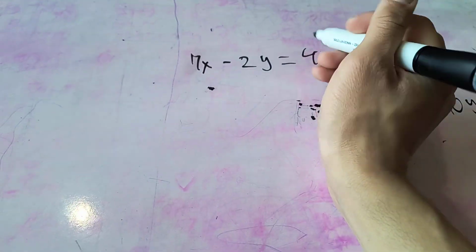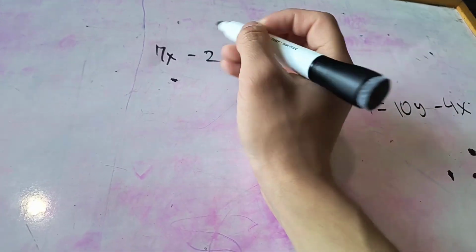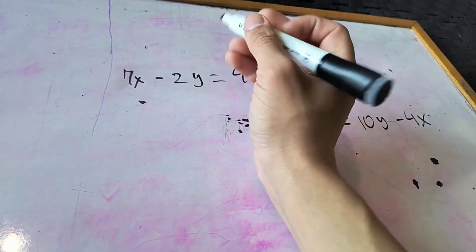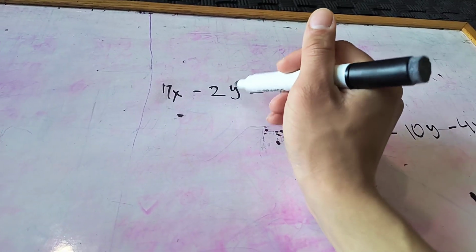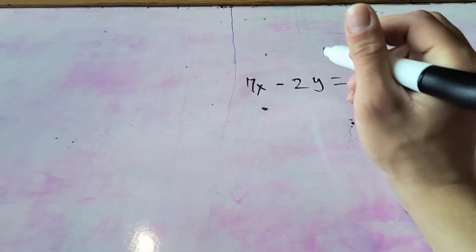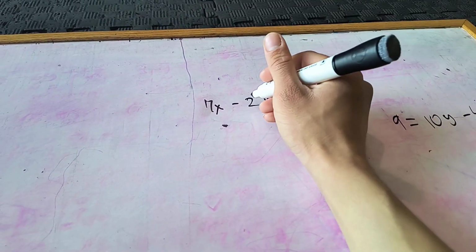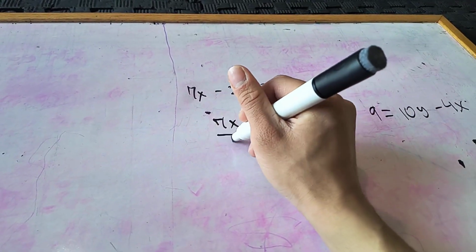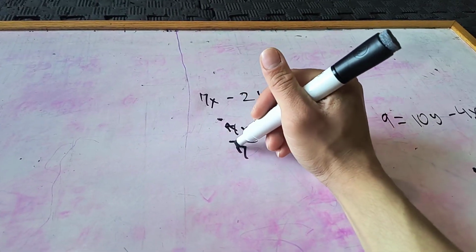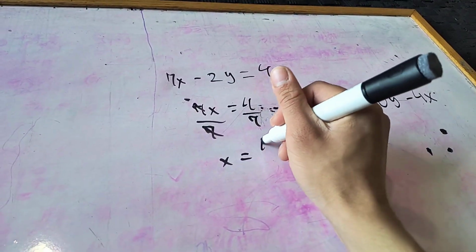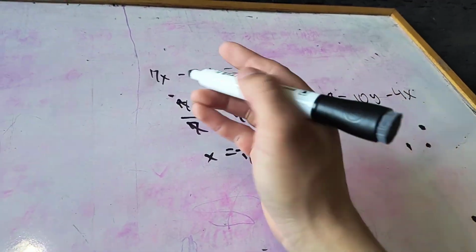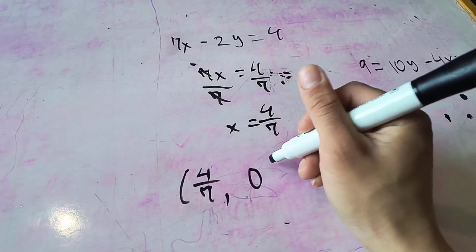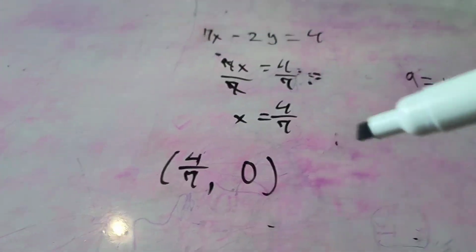Okay, so 7x minus 2y is equal to 4. What is the x-intercept for that? Well, again, what we have to do is find where the line intersects the x-axis. And when that happens, y is going to be equal to 0. At an x-intercept, y is equal to 0. So we can set y to 0. 2 times 0 is 0. So we're going to be left with 7x is equal to 4. We divide both sides by 7. This cancels out, and we're left with x is equal to 4 over 7. So the x-intercept for this equation is going to be 4 over 7, comma 0. That's where the line is going to intersect the x-axis.